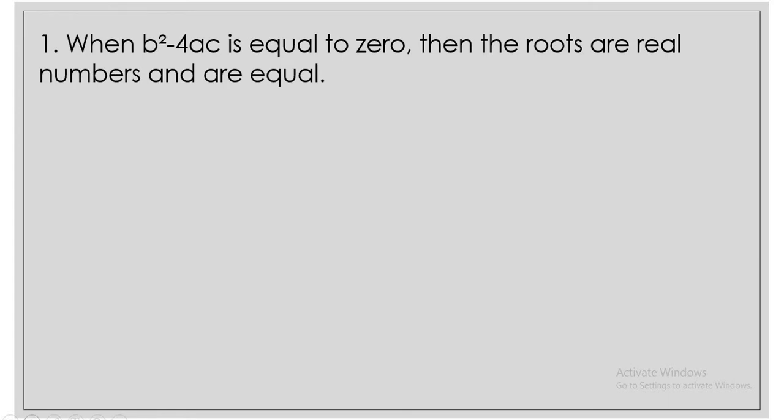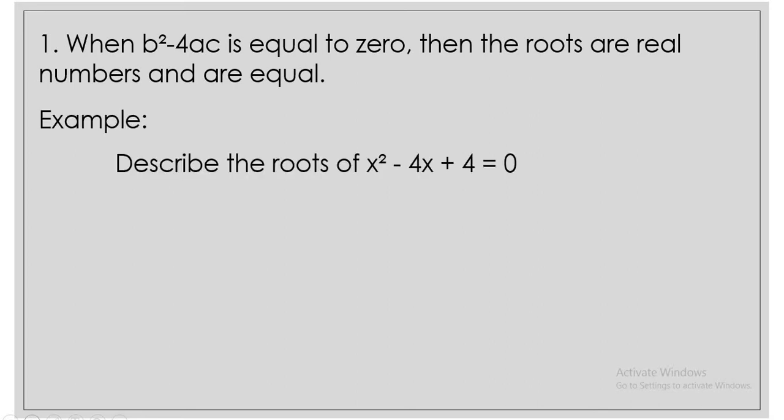When b squared minus 4ac is equal to 0, then the roots are real numbers and are equal. Example, describe the roots of x squared minus 4x plus 4 is equal to 0. The first step is to find the value of a, b, and c, which is a is 1, b is negative 4, and c is 4. The next step is to substitute the value into the discriminant, which is b squared minus 4ac.